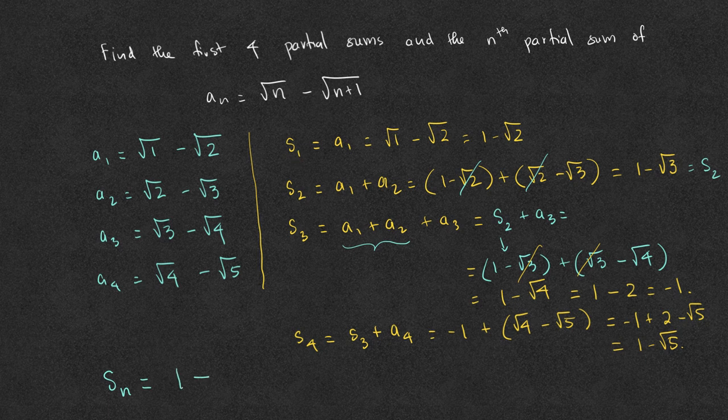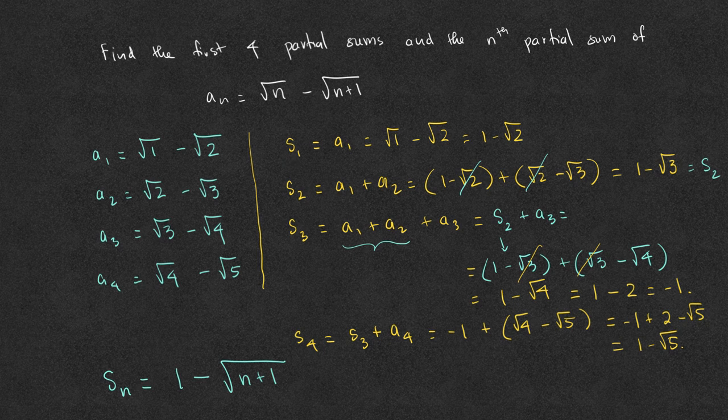S sub 1 is 1 minus root 2. S sub 2 is 1 minus root 3. S sub 3 is 1 minus root 4. And S sub 4 is 1 minus root 5. And so S sub n is 1 minus root n plus 1. It is one more than the subscript here.